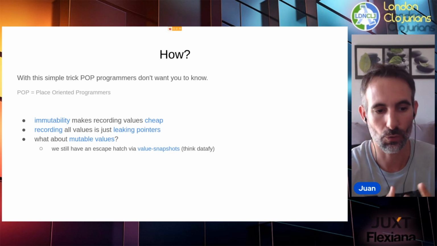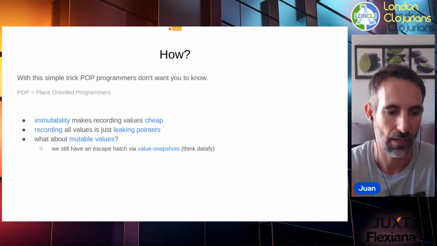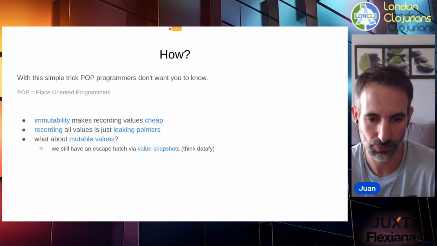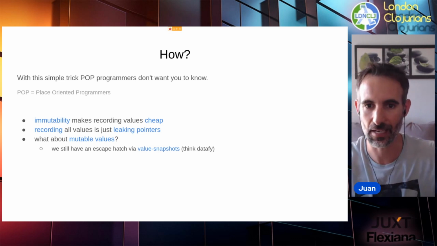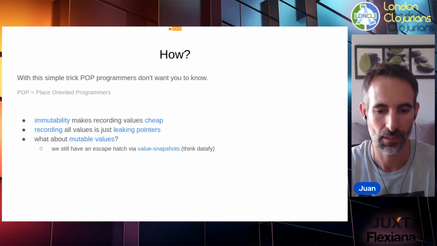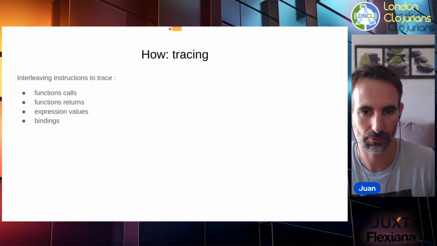And yeah, what about mutable values? Since Clojure can work with mutable values, we still have an escape hatch via value snapshots. For this specific case, think like a data file. So we can take a snapshot if we are interested in specific values. We want to record snapshots. We can do that kind of stuff.